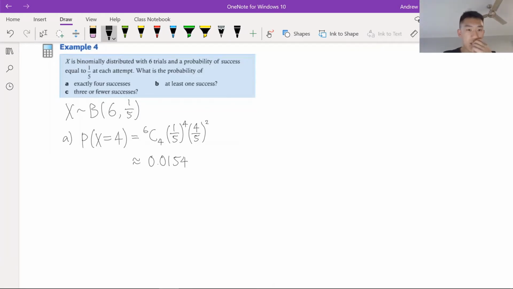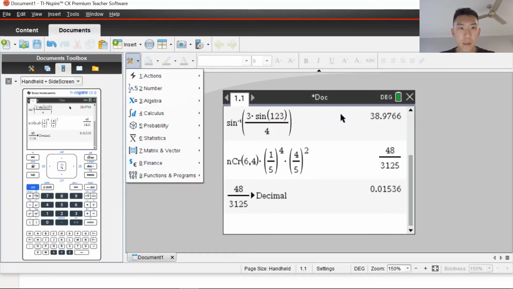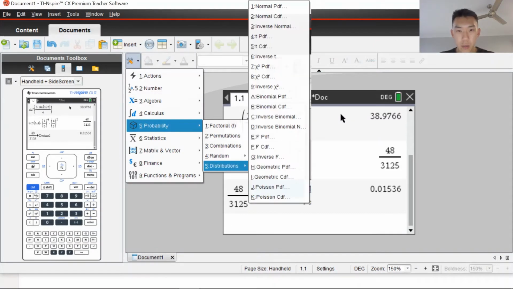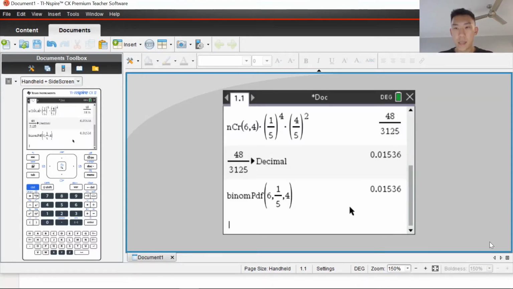Now, alternatively, we go into probability distributions, binomial PDF, because we want X to equal exactly 4. Number of trials is 6. Probability of success is 1/5, and we want the X value to equal 4. Same answer. Just go back and replay this if you didn't quite get all of that.